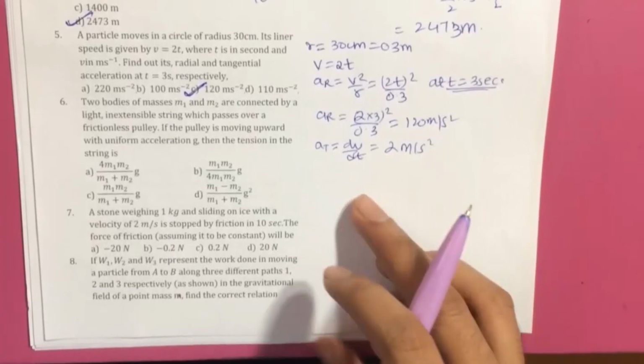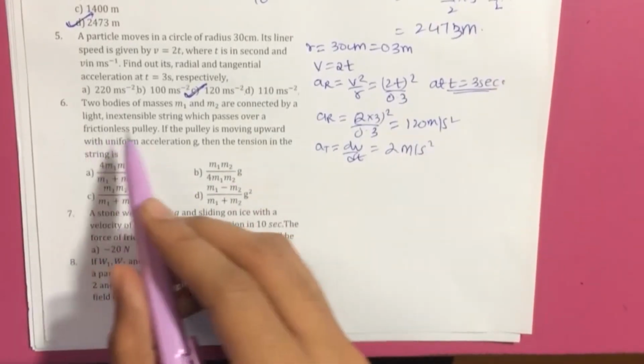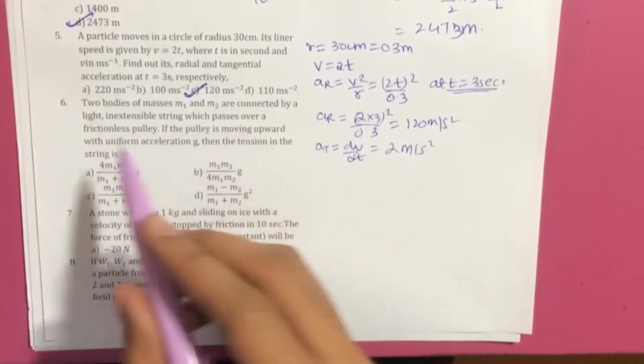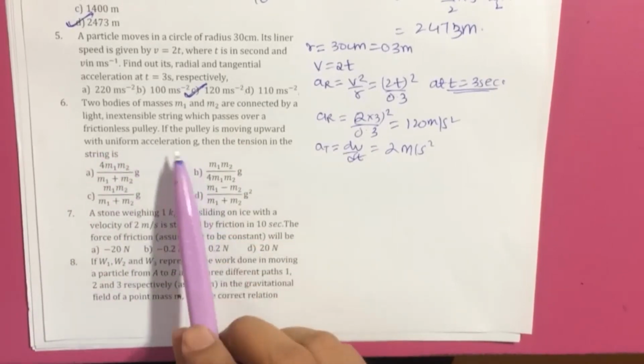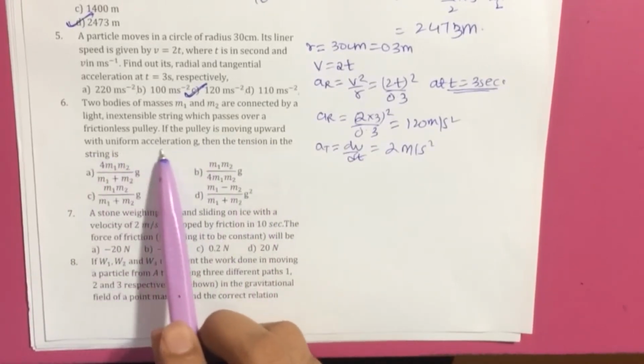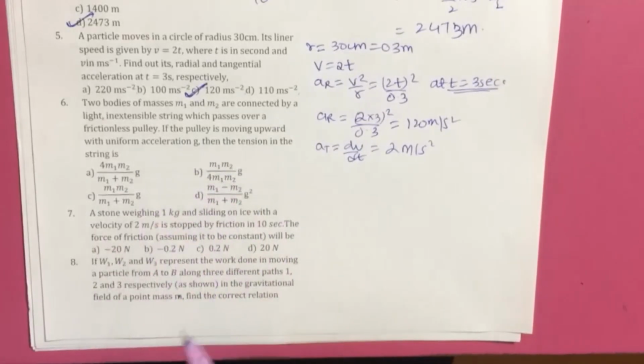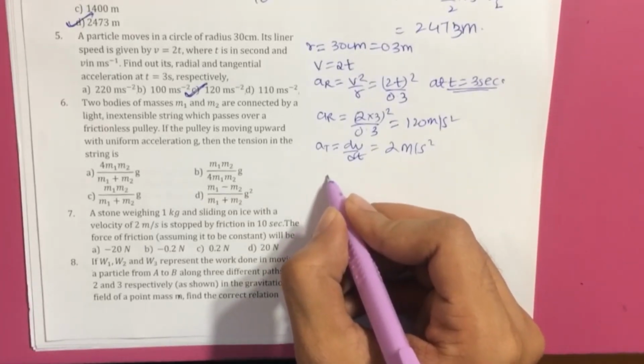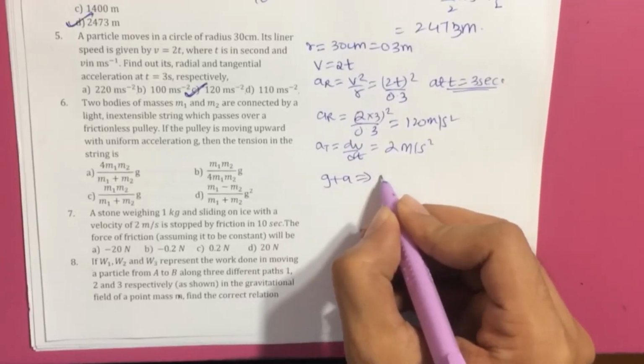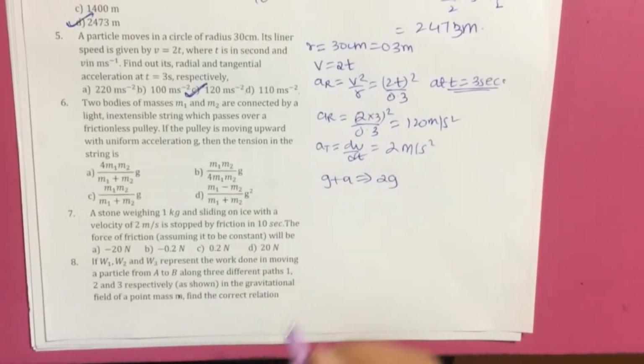Two bodies of masses m1 and m2 are connected by a light inextensible string which passes over a frictionless pulley. If the pulley is moving upward with uniform acceleration g, then the tension in the string is. When the system accelerates upwards, the effective value of acceleration due to gravity is given by g plus a, which will be basically 2g. That is, acceleration, since it is moving up, a will be equal to g.